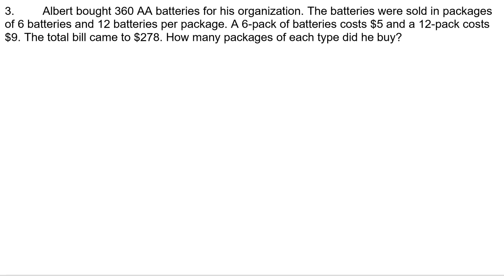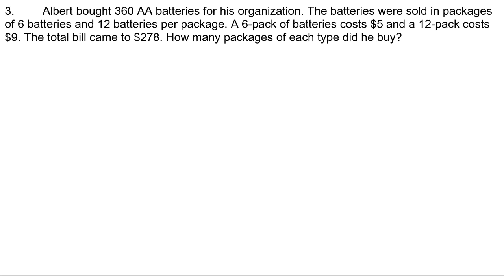So Albert bought 360 AA batteries for his organization. The batteries were sold in packages of 6 batteries and 12 batteries per package. A 6-pack of batteries costs $5 and a 12-pack costs $9. The total bill came to $278. How many packages of each type did he buy?